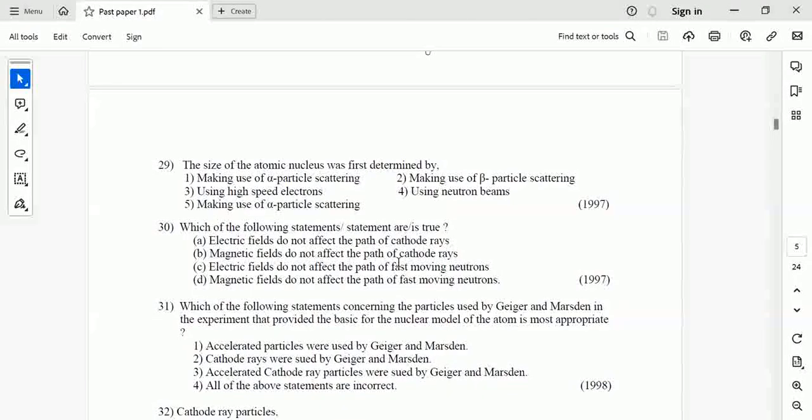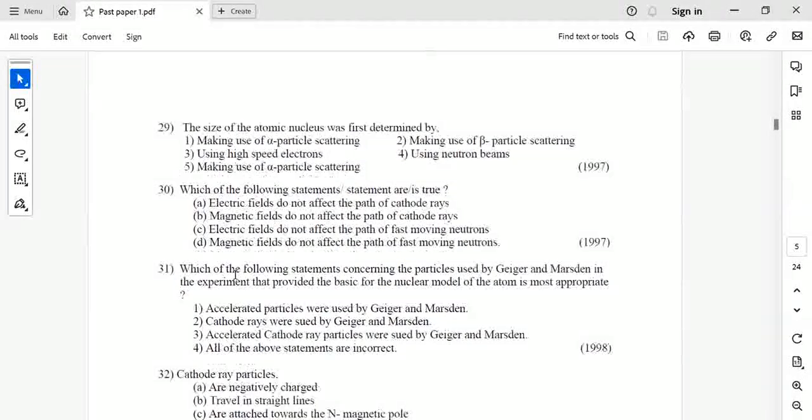Electric fields do not affect the path of fast-moving neutrons. Yes, they are neutral particles. Magnetic fields do not affect the path of fast-moving neutrons. Yes, C and D are true. Since neutrons are neutral particles, they cannot be affected by the magnetic or electric field. C and D only. Answer is 3.